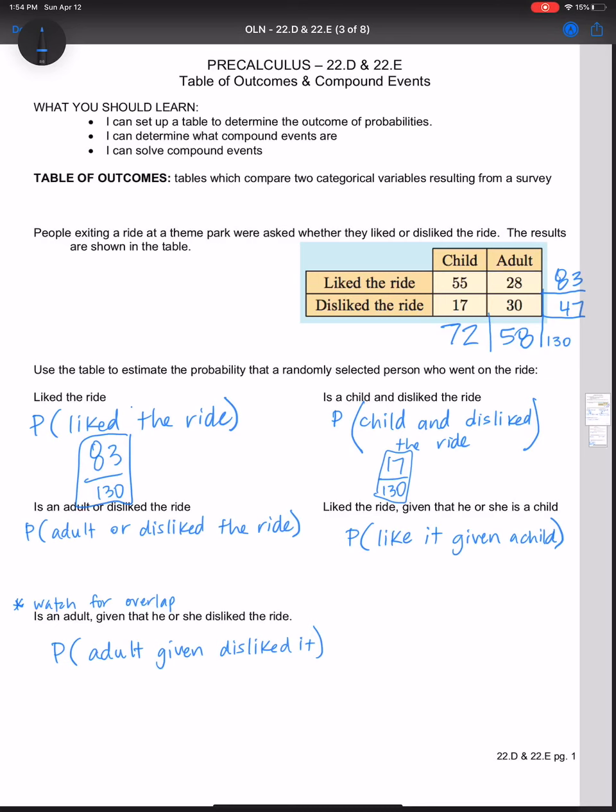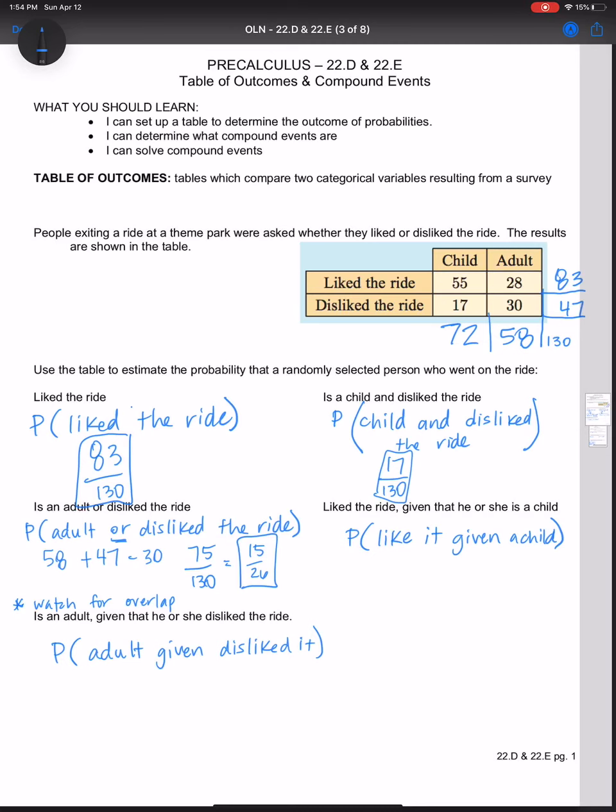All right, this next one is an adult or dislike the ride. Keyword is or, so it could be the probability of being adult, which is 58, or disliking the ride, which is 47. Now, what is the downfall of this? Well, we double counted 30. We double counted the adults that disliked the ride. So we actually need to take away that 30 from our grouping, and that is 75 out of the 130, which actually then reduces to 15 out of 26. And there we have it.